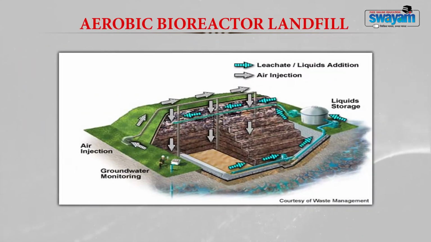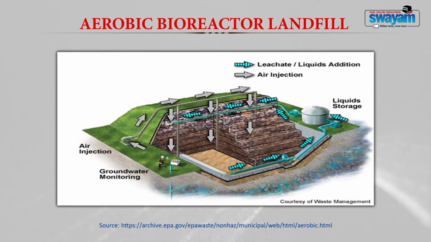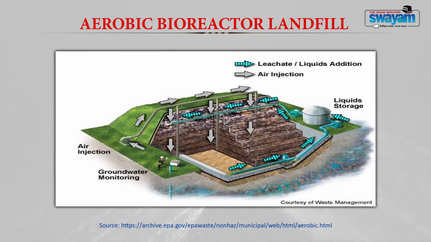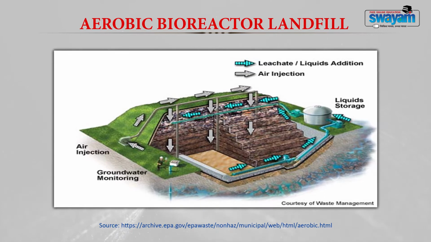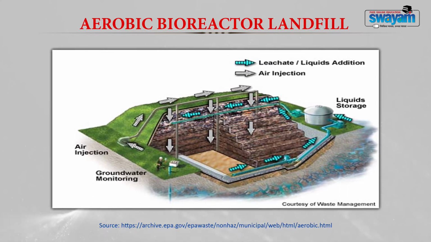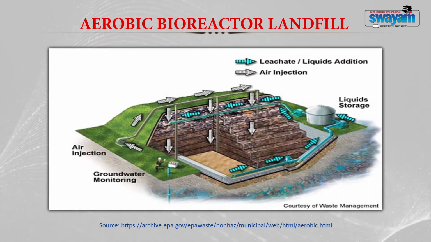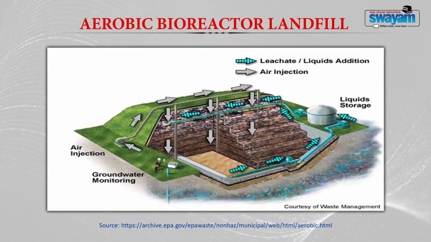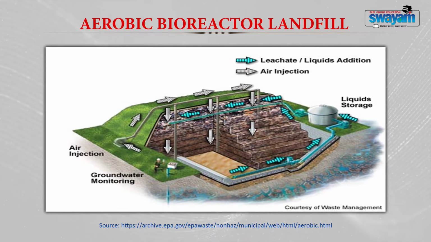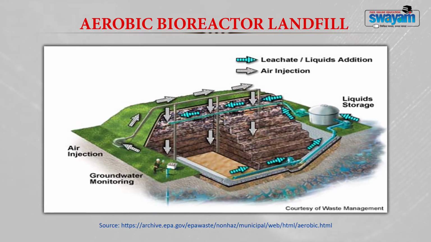Now, in this figure, if you see, the waste is loaded in a systematic manner, and you can see on the left side air being injected and circulated throughout the entire waste pile, and on the right side you can see a liquid storage tank, and from there the liquid or the leachate is circulated throughout the waste pile.